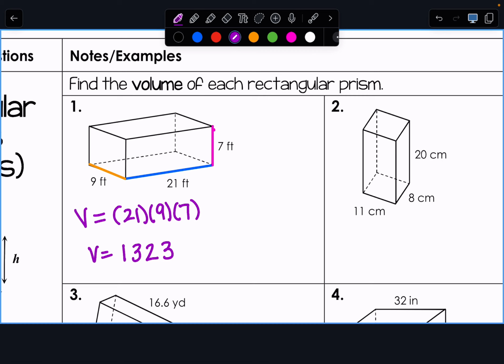Okay, now what is the label that we need to put on here? Feet. Not just feet. Squared. Not squared. Cube. It is feet cubed. Okay, if we have 9 feet times 21 feet times 7 feet, we're multiplying feet times feet times feet. That is 3 of them.